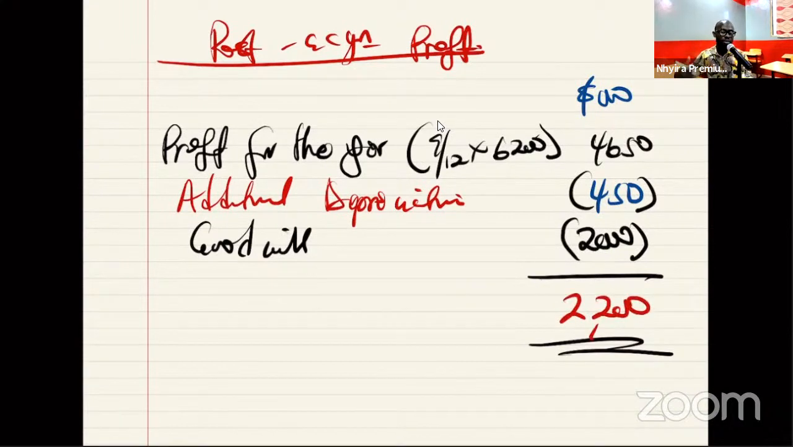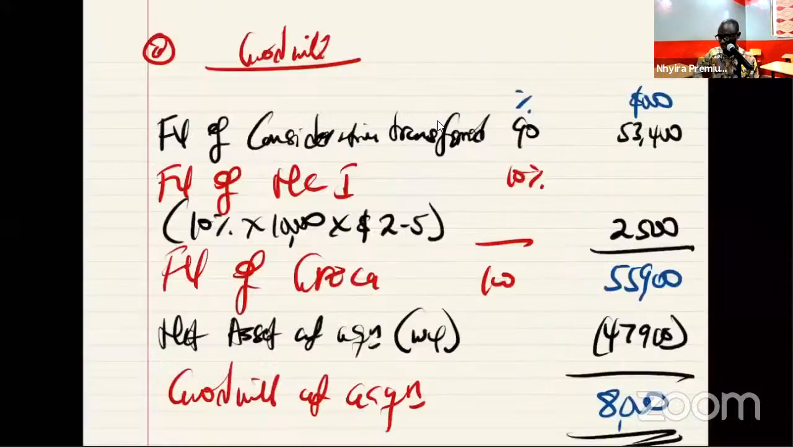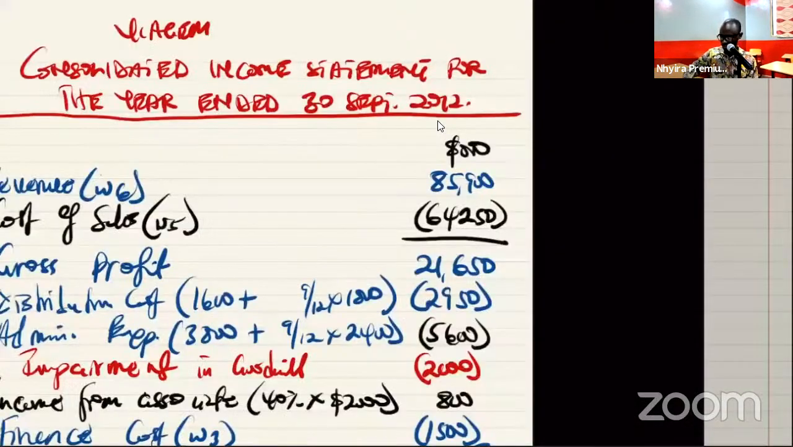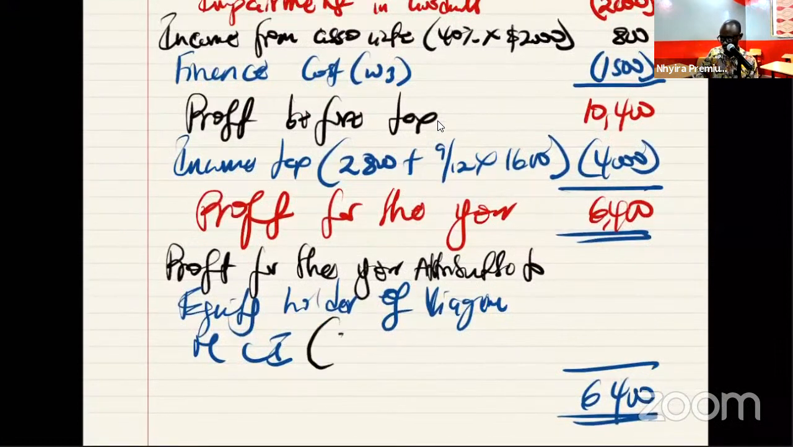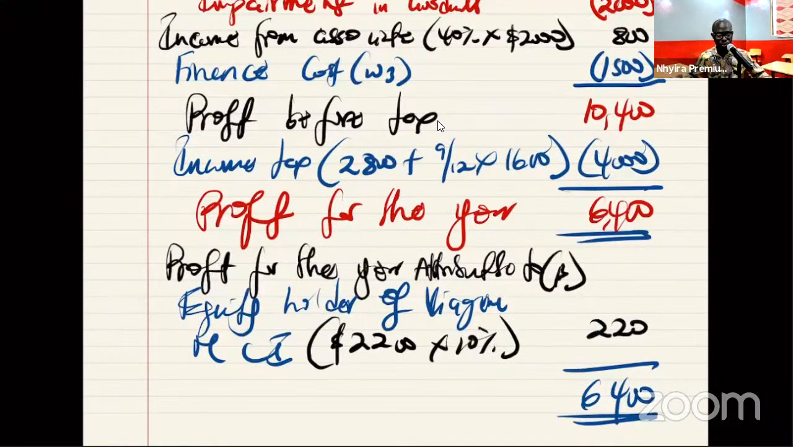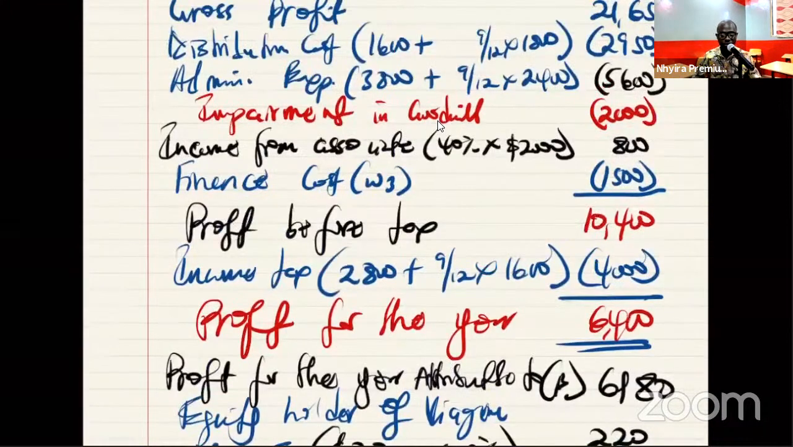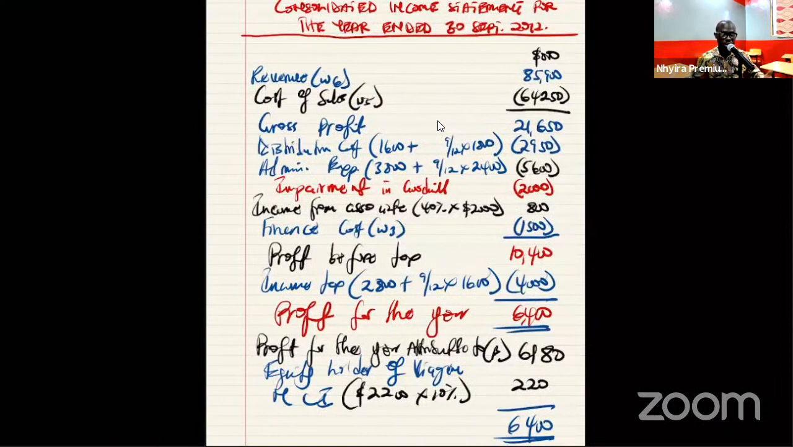So it is this 2,200 that will take 10% to NCI here. So we'll do 2,200 by 10%. And that is 220. So that the balancing figure becomes what goes to the parents in that case. So 6,400 minus 220. And that gives us 6,180. This is how we prepare the consolidated income statement for the entity and how we go through the various workings.